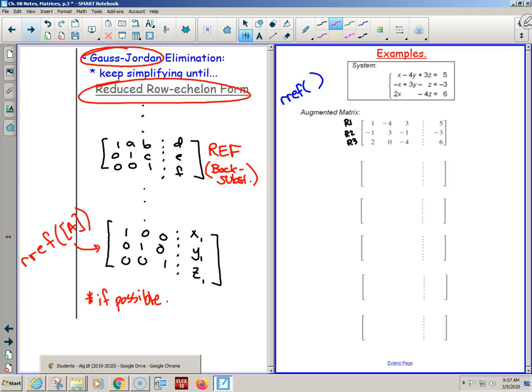The next equation: negative x plus 3y minus z equals negative 3. 2x minus 4z equals 6. This is definitely harder than the one that we saw yesterday. We have 3 unknowns and we have 3 equations. The nice thing is we have as many equations as we have unknowns. We're going to be playing with numbers.